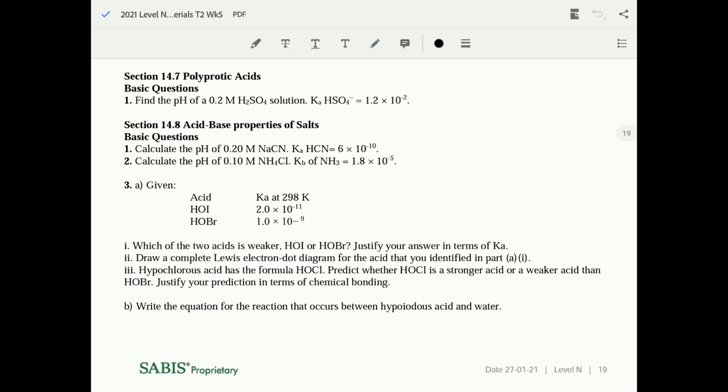Alright, let's move on to part 3. Hypochlorous acid has the formula HOCl. Predict whether HOCl is stronger or weaker than HOBr. Justify the prediction in terms of chemical bonding. I'll give you a few seconds and then we'll check.